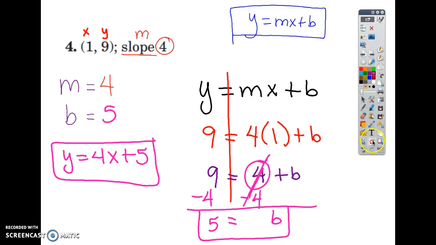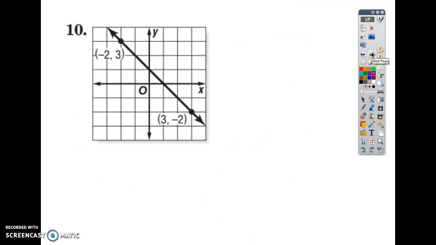Let's go to number 10. Number 10 is a graph, and they did not give us the m or the b, so we also have to find m and b for the graph. So which one is easiest to find? Is it the slope or the y-intercept? The y-intercept is easiest because you can just see it. Okay, so what is the y-intercept for this graph? Go ahead and draw a point. That is positive 1. So my b is a positive 1.